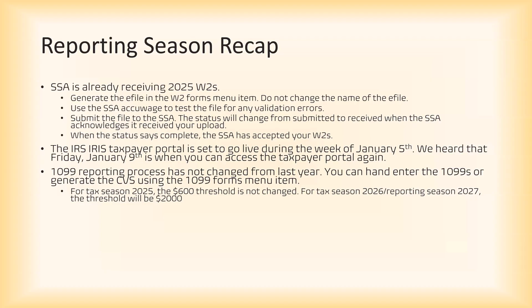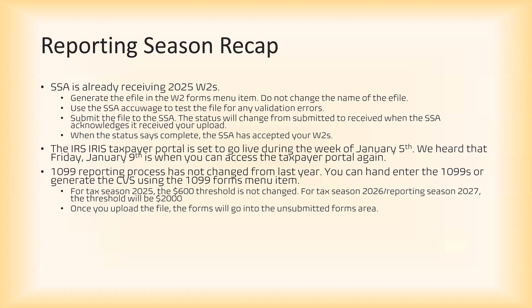For this tax season, the $600 threshold has not changed. For next year's tax season, so reporting season 2027, the threshold will be 2,000. I believe last webinar I said that the threshold was changing to 2,000, but it was not for reporting season 2026, it was for tax season 2026. So for tax season 2025, it is still the $600 threshold. If somebody makes over 600, then they'll need a 1099. So that is still in place.